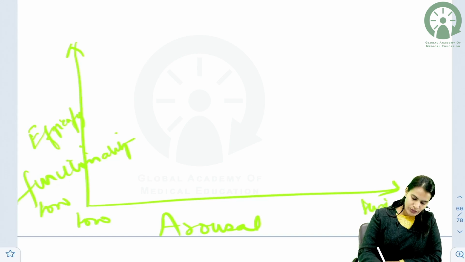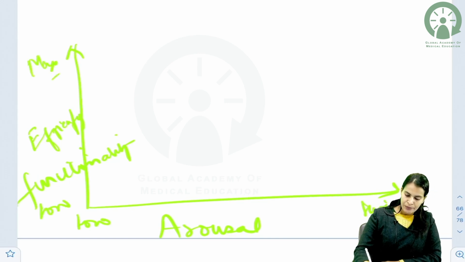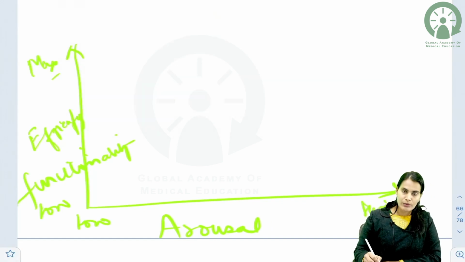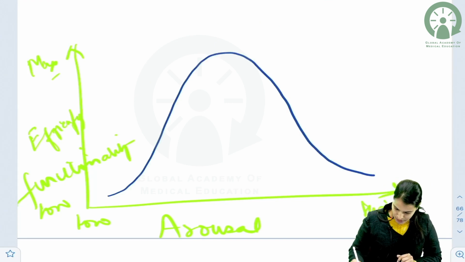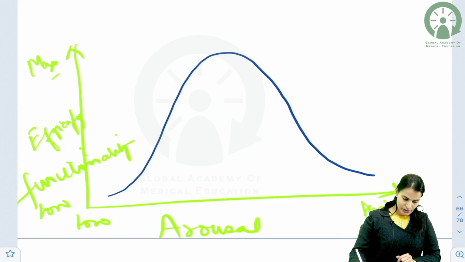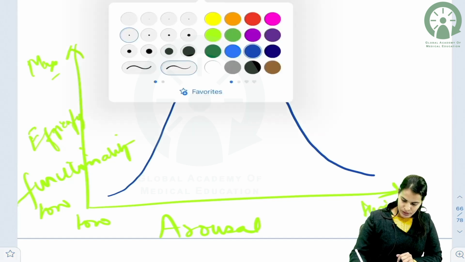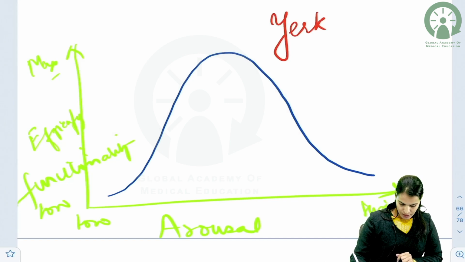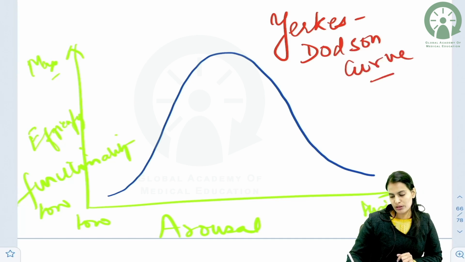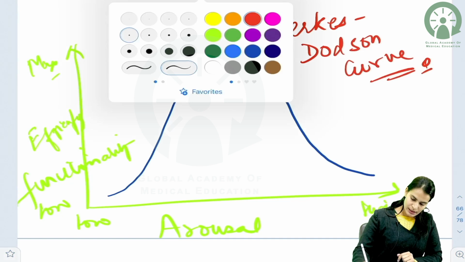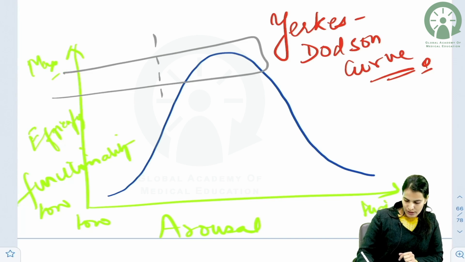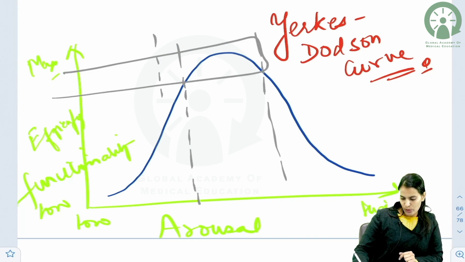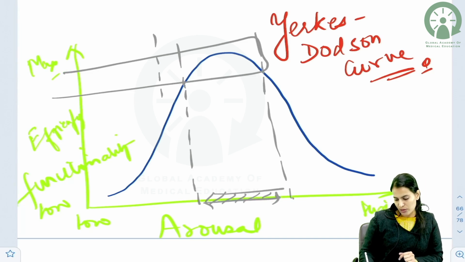So what is usually seen when we study the functionality associated with the arousal state? It is seen that there is an inverted bell shape kind of curve. This curve was given by Yerkes and Dodson. This is also known as the Yerkes-Dodson curve. Maximum efficacy is seen at this level, which is the optimal level of arousal in any person. Once a person is aroused to this state, maximum efficacy is seen.